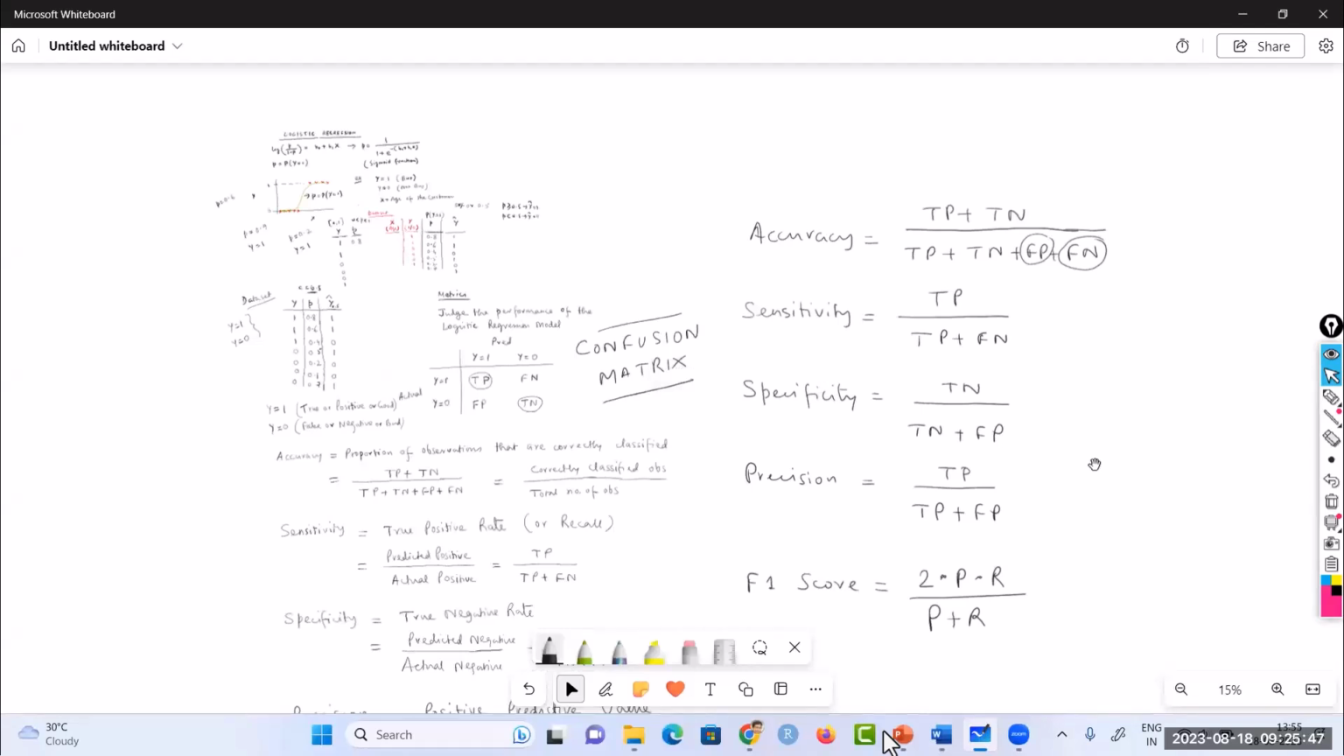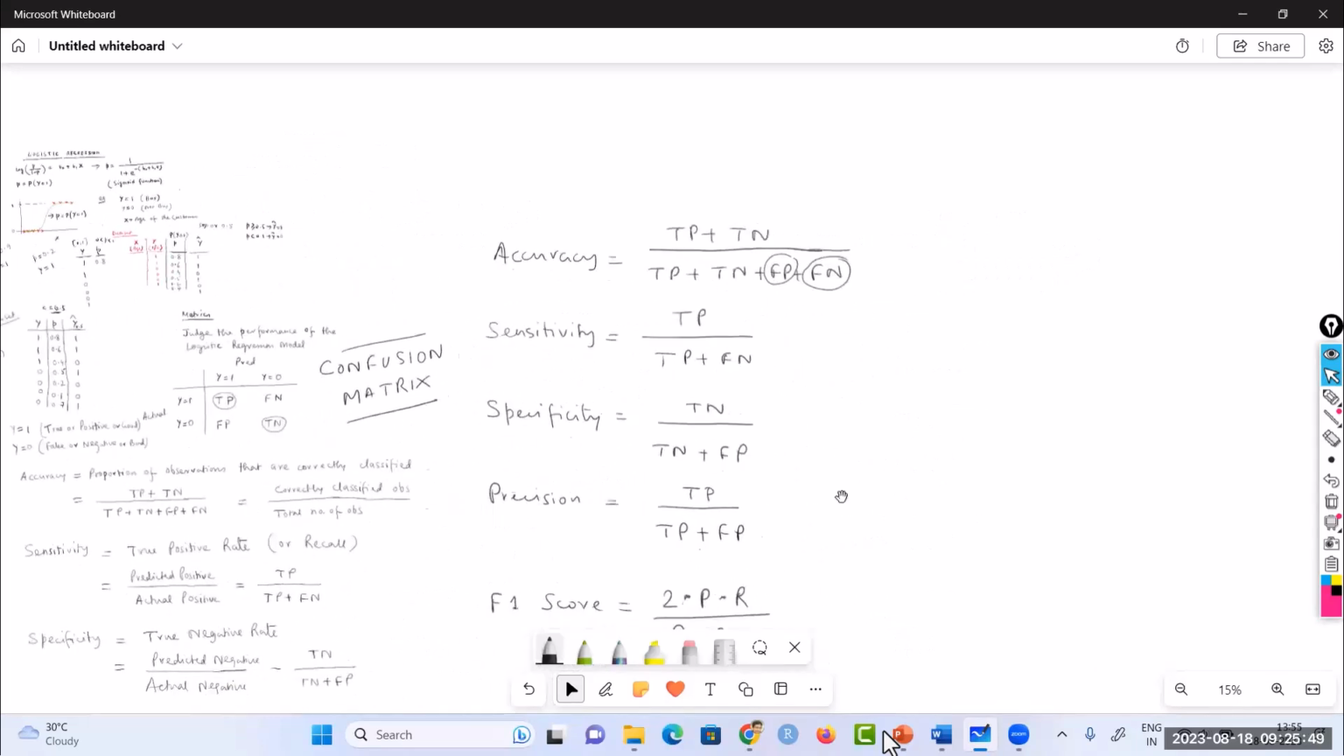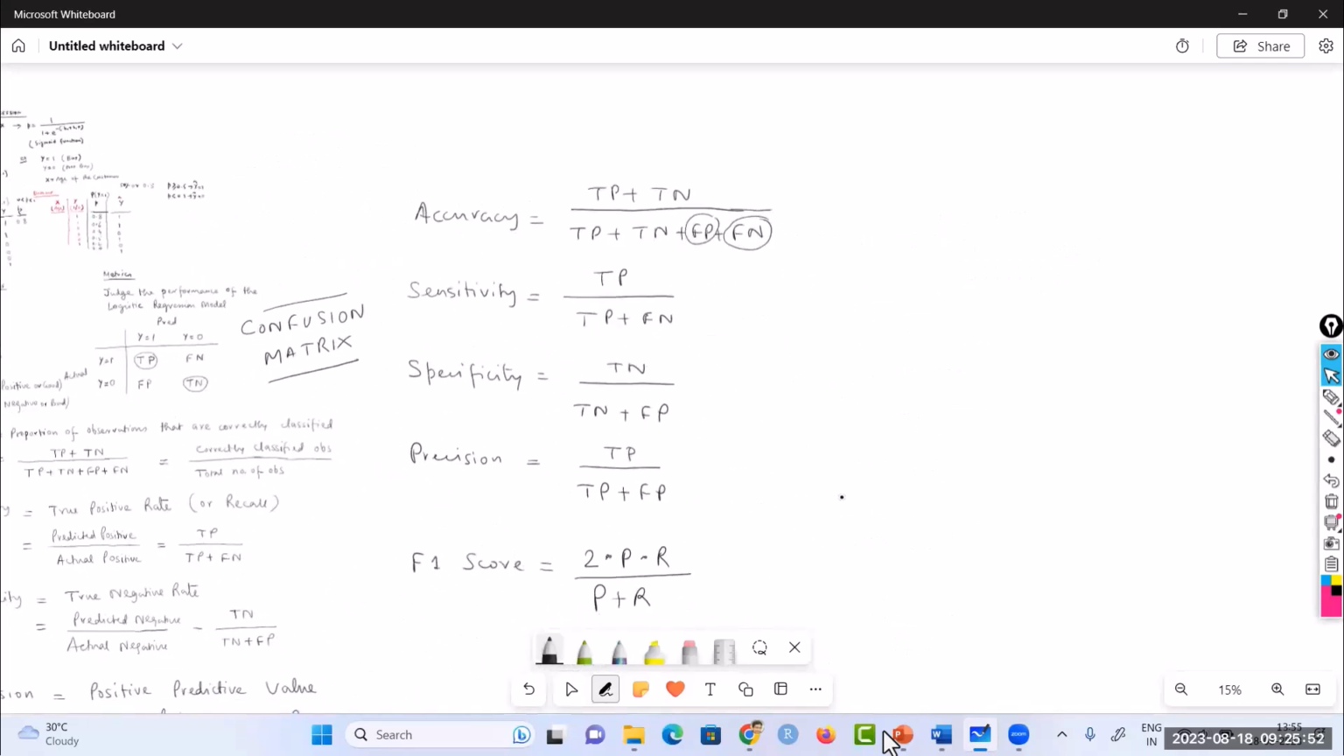Okay, so here I can just write it beside this only. So I can say that accuracy is a good measure if we have a balanced data set. And in F1 score, the R is for recall, right? R is for recall, sensitivity. Yes. Okay.